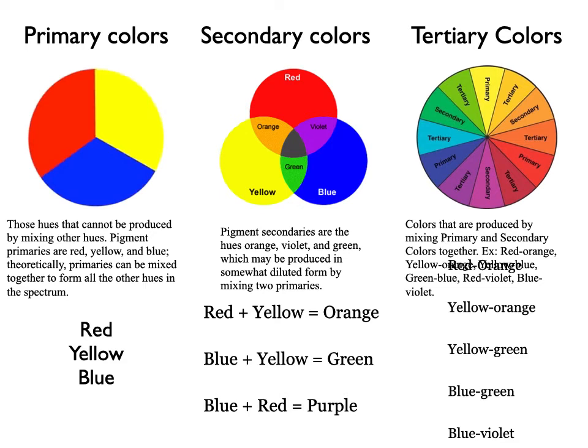The color wheel consists of primary colors, red, yellow, and blue. Secondary colors are orange, green, and purple. And then the tertiary colors: red-orange, yellow-orange, yellow-green, blue-green, blue-violet, and red-violet. We're going to go over in the next PowerPoint how to use all these colors within a color wheel.